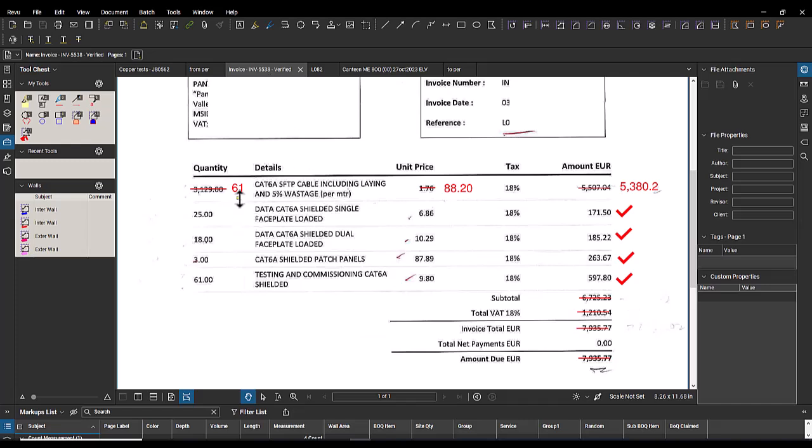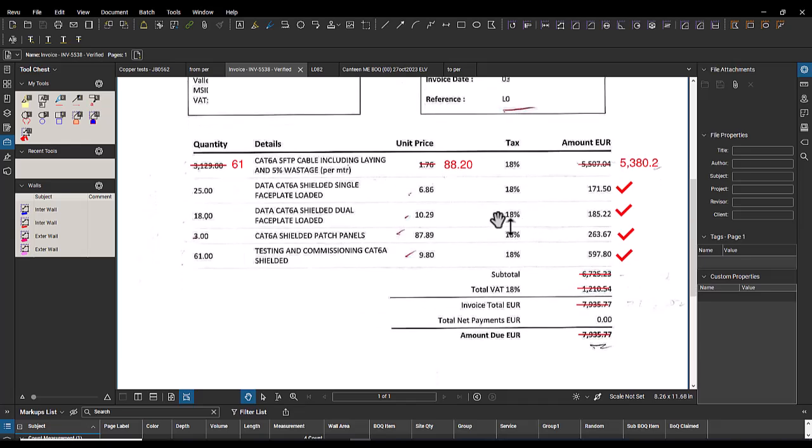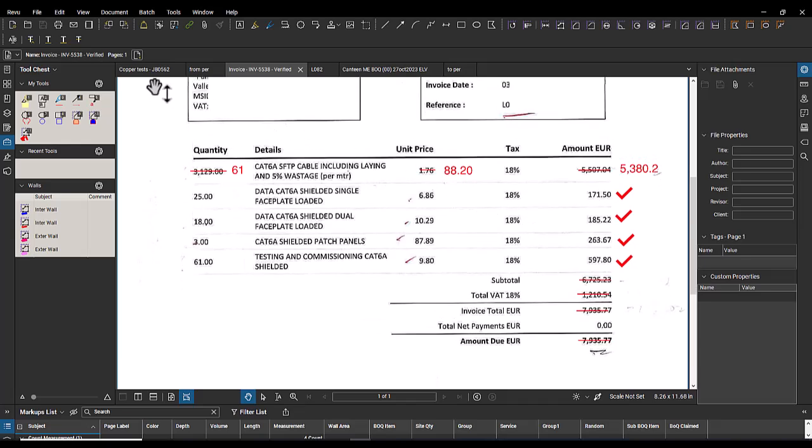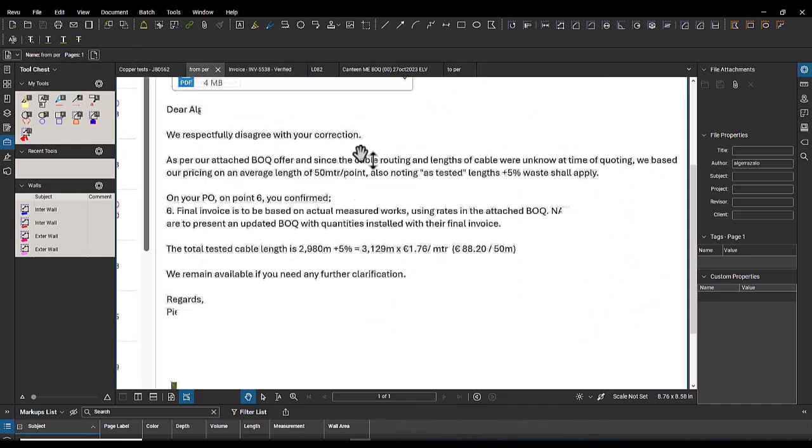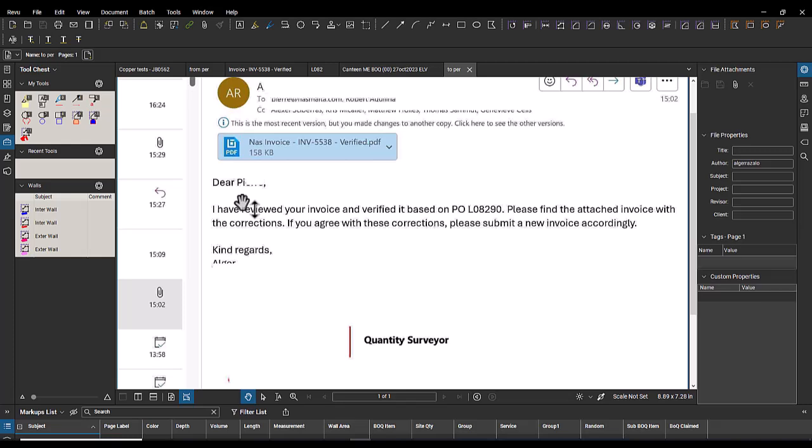He said, all right, so this is the invoice. I verify it and I send it to him. No, not this one, here. After my verification, I said, "Dear P, let's say P, I have reviewed your invoice and verified it based on the purchase order."